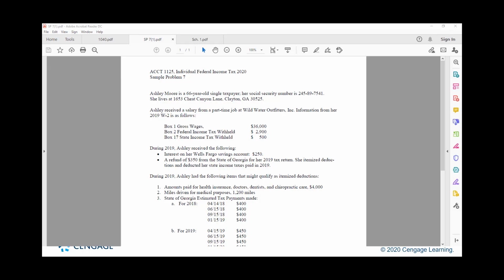Ashley Moore is 66 years old, a single taxpayer. Right away, it should ring that she is over 65 and qualifies for the additional standard deduction. If so, we choose the standard deduction.